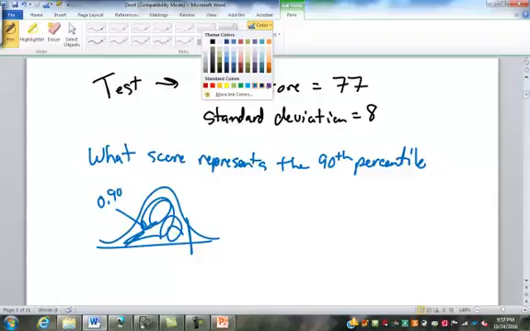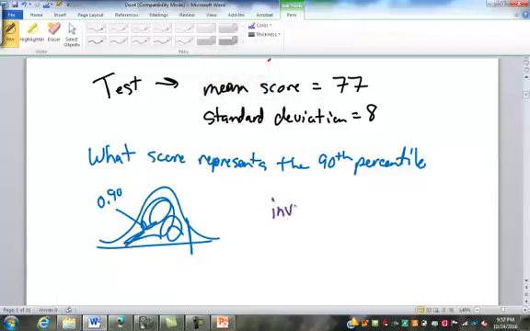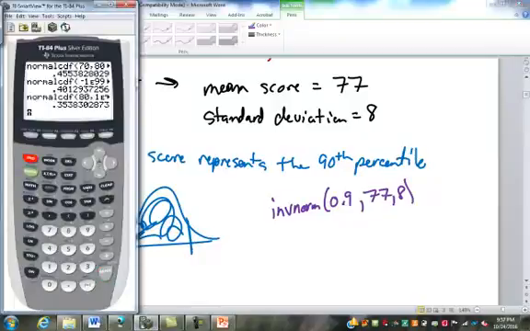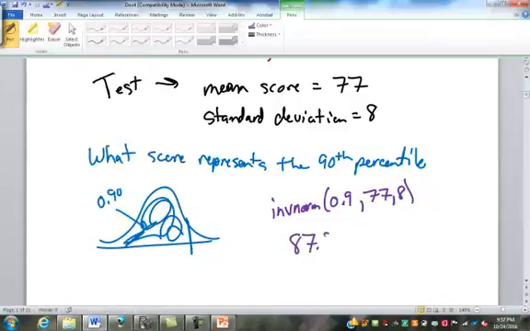So what I'm going to do here is an inverse normal. My probability is 0.90 or 0.9, and I have to enter the mean of 77 and 8. So second distribution, inverse normal, 0.9, comma, mean is 77, standard deviation of 8, gives us 87.25. So the 90th percentile is 87.25.